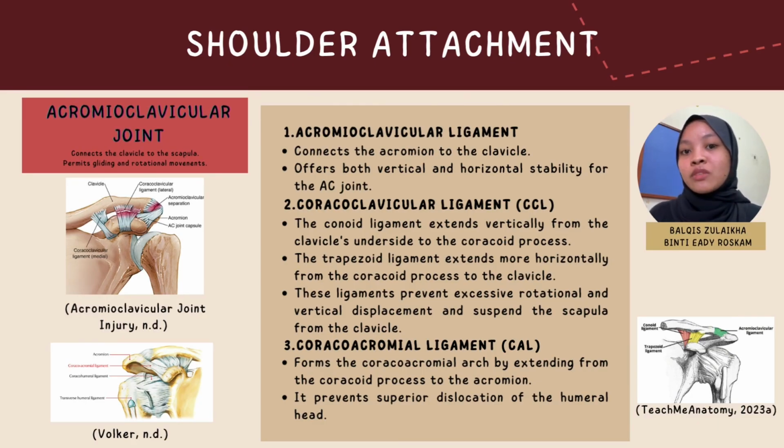The conoid ligament extends from the clavicle's underside vertically to the coracoid process. In the meantime, the trapezoid ligament extends more horizontally from the coracoid process to the clavicle. Both of these ligaments suspend the scapula from the clavicle and prevent excessive rotational and vertical displacement. Last but not least, the CAL, or coracoacromial ligament, is also part of the AC joint, and it forms the coracoacromial arch by extending from the coracoid process to the acromion. It also helps in preventing superior dislocation of the humeral head.